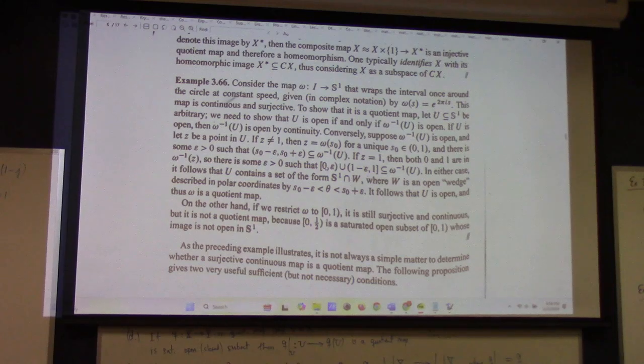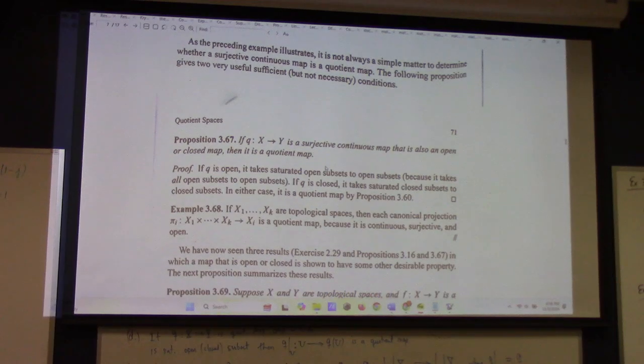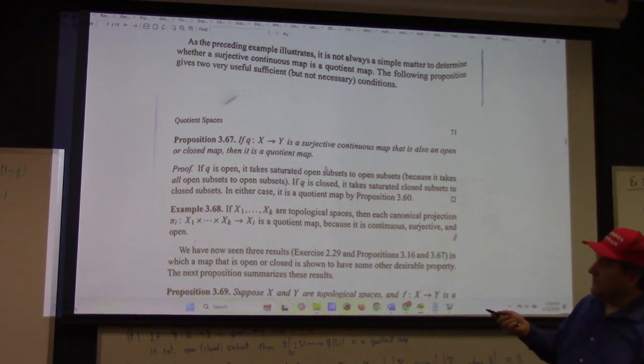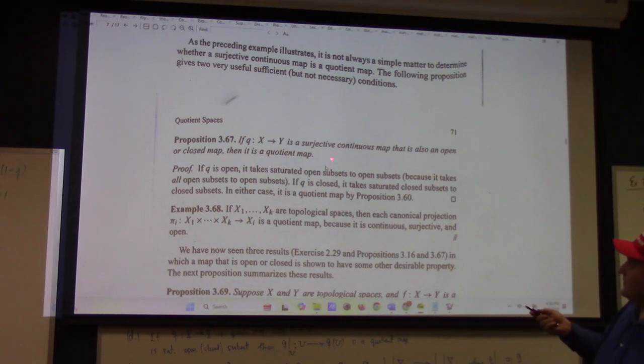So anyway, moving on here. If we have a surjective continuous map that's also an open or closed map, it's a quotient map. This is, as he says up here, sufficient but not necessary. But if we have a surjective continuous map that's either an open or a closed map, it's a quotient map. That's great. And a nice application for that is if you've got the Cartesian product of k topological spaces and you look at the canonical projection onto the ith one, that's a quotient map because this is an open map. And since it's open, that's a quotient map.